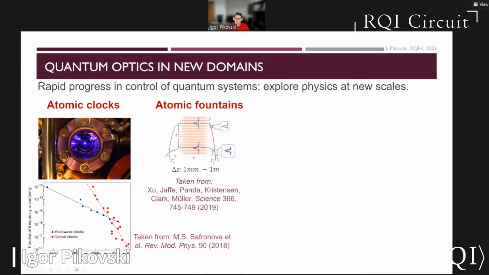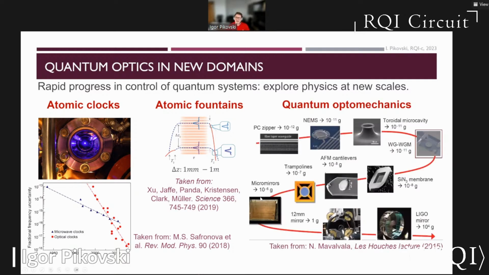Other systems that are being developed are also atomic systems, but that can be delocalized over very large spatial superpositions, such as in the Kasevich group, Müller groups, and so forth. And other examples are optomechanical systems, where you really push quantum physics into entirely new mass scales, ranging from picogram all the way up to kilogram devices, where we can study and probe quantum phenomena.